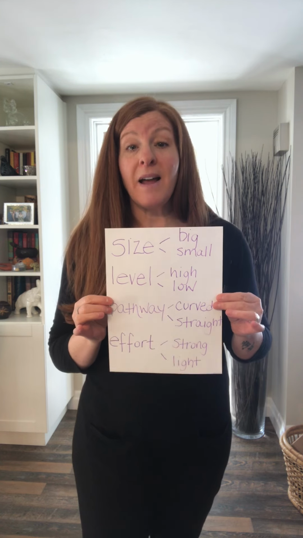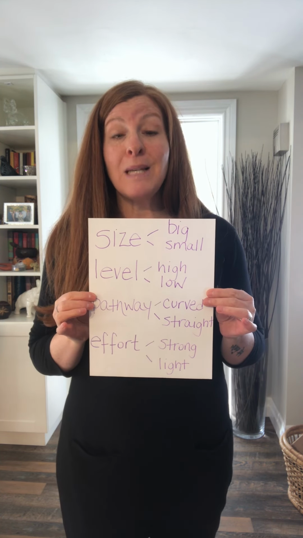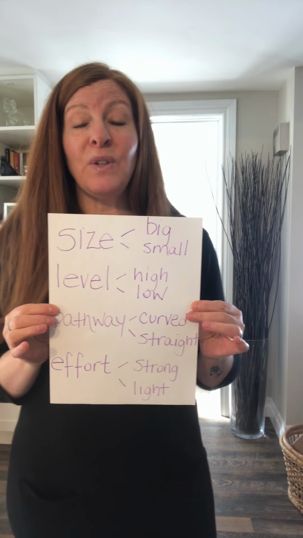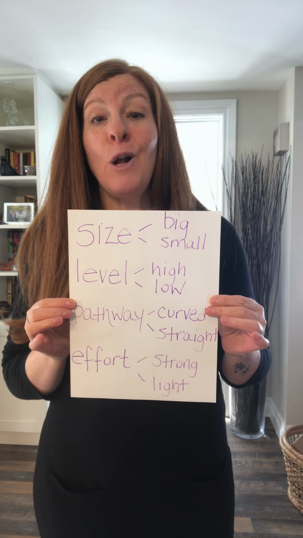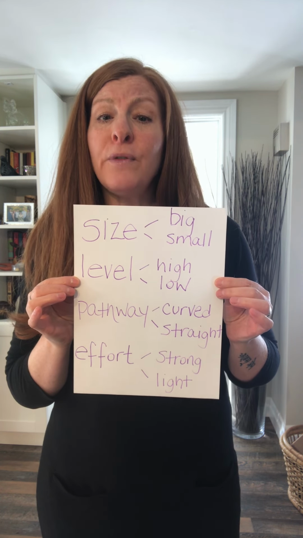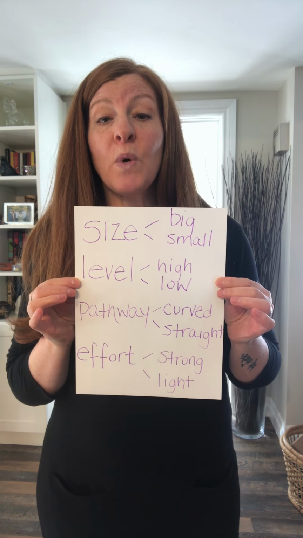Now, I want to make it a little bit more interesting. So I am going to add some movement concepts to this simple AB pattern. And I'm going to show you some things that we could possibly work with. So we could introduce the concept of size to our students, such as big and small. We could add the concept of levels, which is high, low. We could add the concept of pathways, which is how we move on the floor. So that could be curved or straight.